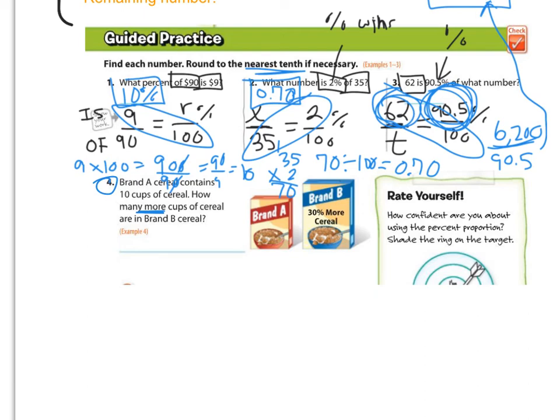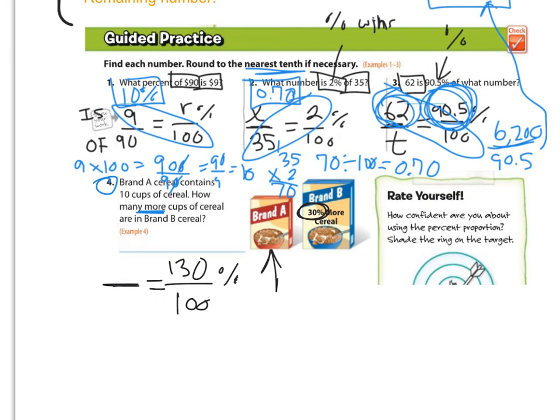And this is where it gets a little bit tricky. So I'm just going to walk you guys through it. Okay, the first thing is we know that 100 is always in the denominator of your percent fraction. Now, guys, if you look in the picture for brand B cereal, there's 30% more cereal than brand A. So 100% plus 30% is 130%. Okay, there's more cereal than the regular brand A.